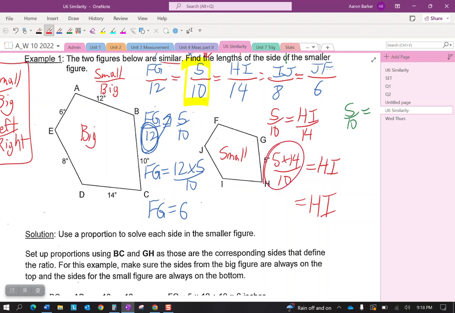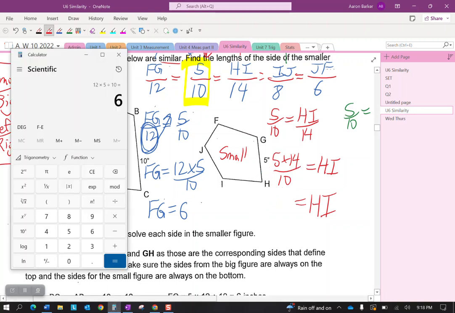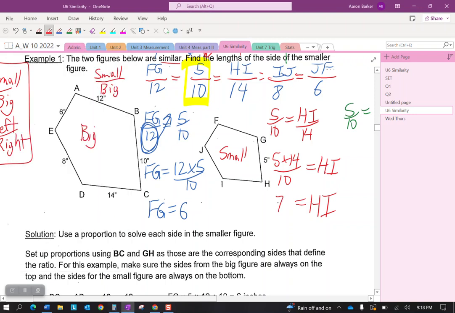Go ahead, use your calculator. Multiply that, divide it, find your answer. And so your answer is 5 times 14 divided by 10, a nice clean answer of 7. Not all your answers are going to be this nice and neat. Lots of them, most of them in fact, will probably have decimals.